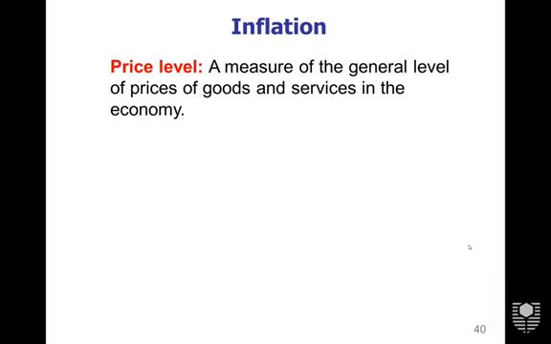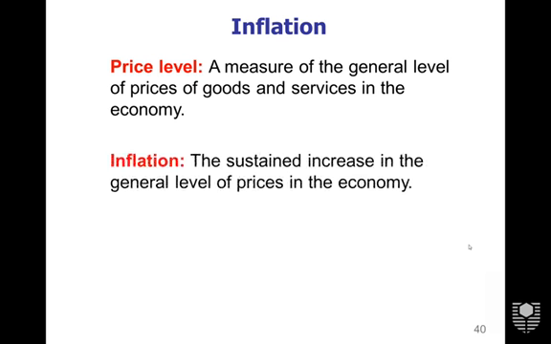So third term, inflation. We discussed GDP, we discussed unemployment, and this is the third term that we need to understand. So what is inflation? Before that, we need to understand what is price level. So a measure of the general level of prices of goods and services in an economy is price level, and inflation is basically a sustained increase in the general level of prices in an economy. So a continuous increase in prices is inflation.